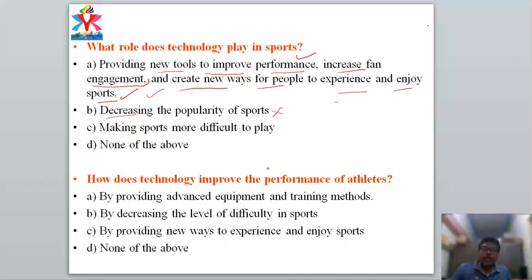And option C, making sports more difficult to play. No. Do you think this sport will be difficult to play because of the technological issues? No, it will simplify. Most probably it will simplify, and it is very easy to evaluate, and you will have more scientific approaches with this kind of technology you are using, right? So making sports more difficult to play, no, it is also a wrong option, and none of the above, this is also a wrong one.